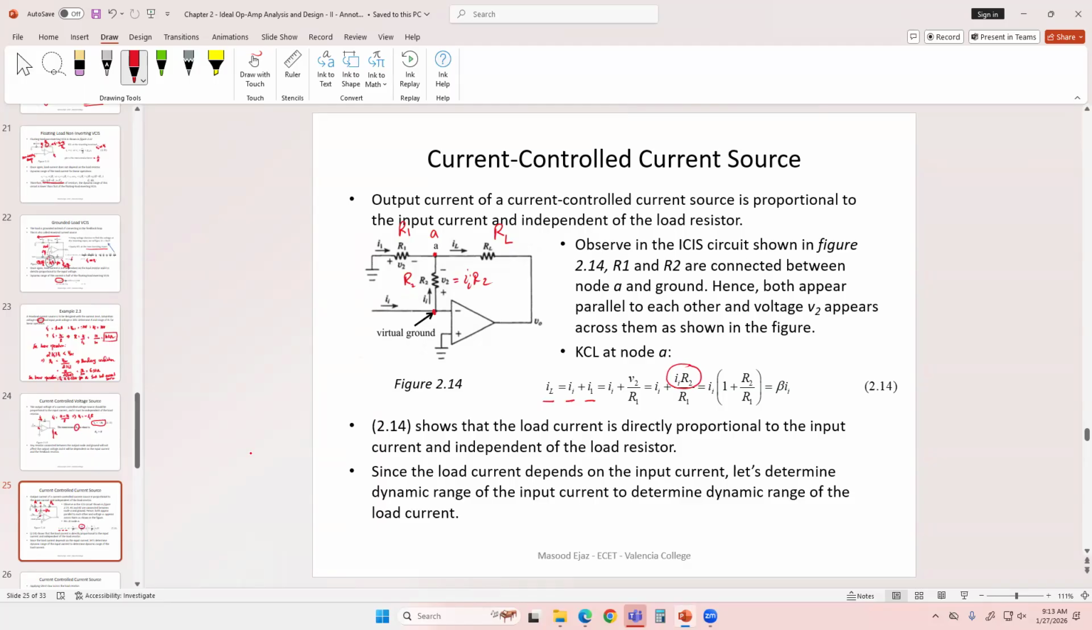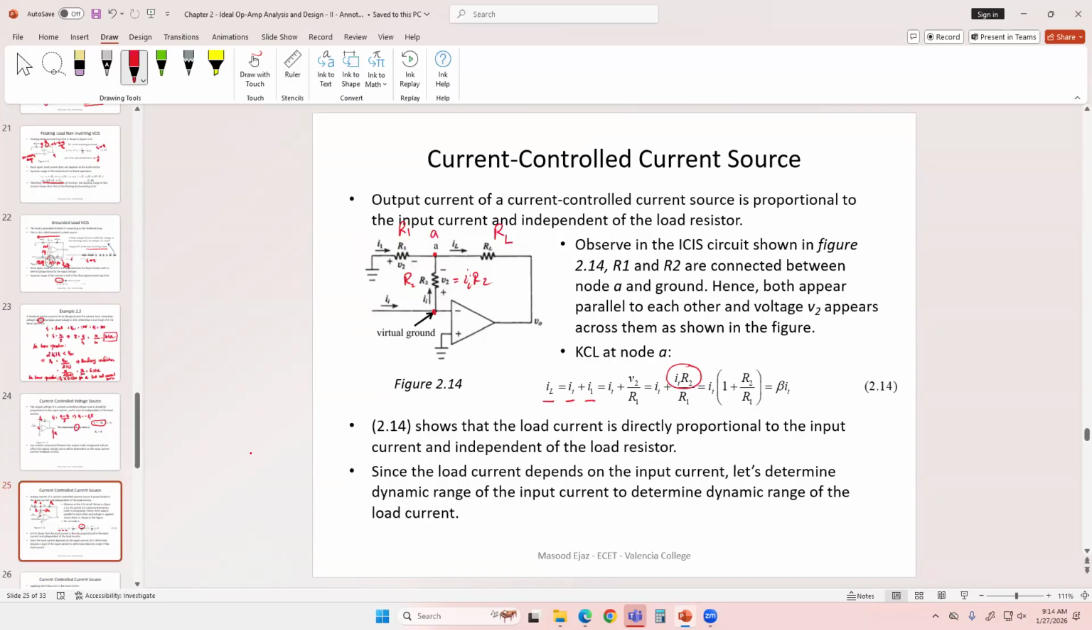And then I'm going to write this equation in terms of I input and the load current. So load current is equal to I input times 1 plus R2 over R1. You can see that the load current is independent of the load value itself, which is RL, and only dependent on the values of R2 and R1, which we're calling this factor beta. So load current is equal to beta times I input, and beta is independent of the load resistance.